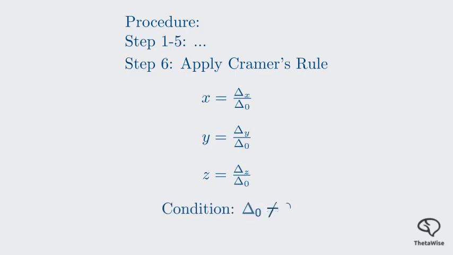It's important to note that this method only works if delta 0 is not equal to 0. If delta 0 is 0, the system either has no solution or infinitely many solutions, and Cramer's rule cannot be used. Now, let's put this procedure into action with a step-by-step example. We'll follow it exactly. The question is, solve for x, y, and z using Cramer's rule.